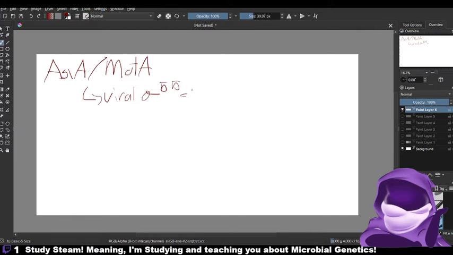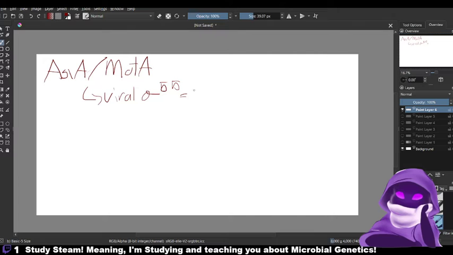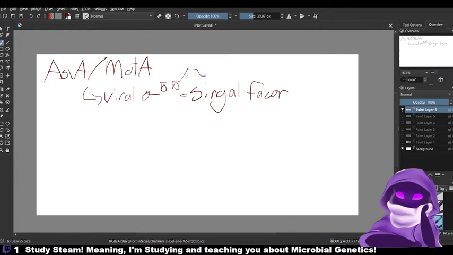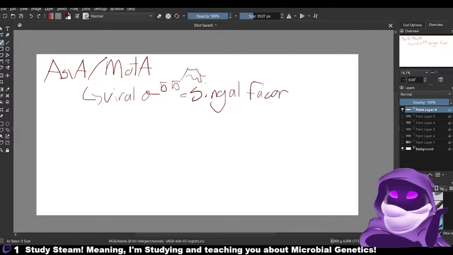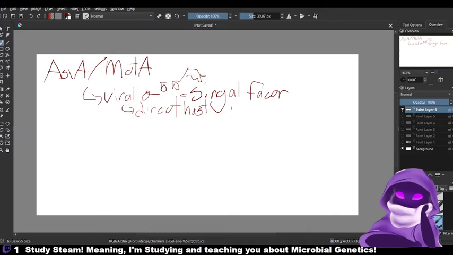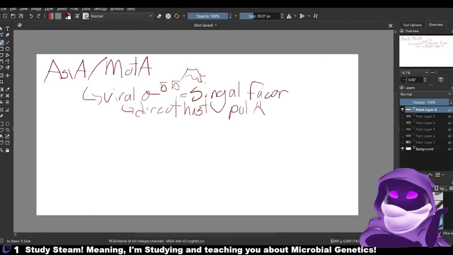This is like a signal factor, but I feel like it says what it is. And signal factors can basically be said, it's a little flag. Right? And in our little flagness of power, of being a signal factor, we are controlling things. It is going to direct the host. So this is what is actually directing host polymerase, who is still sad because he's being directed around.